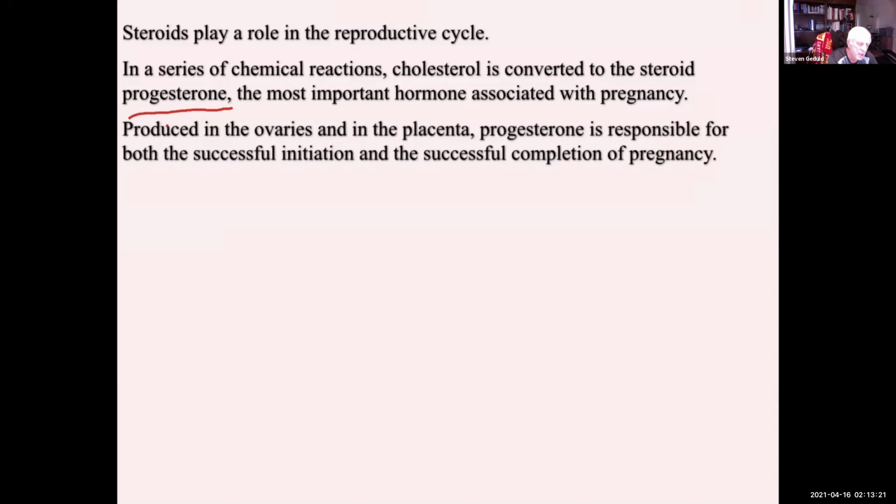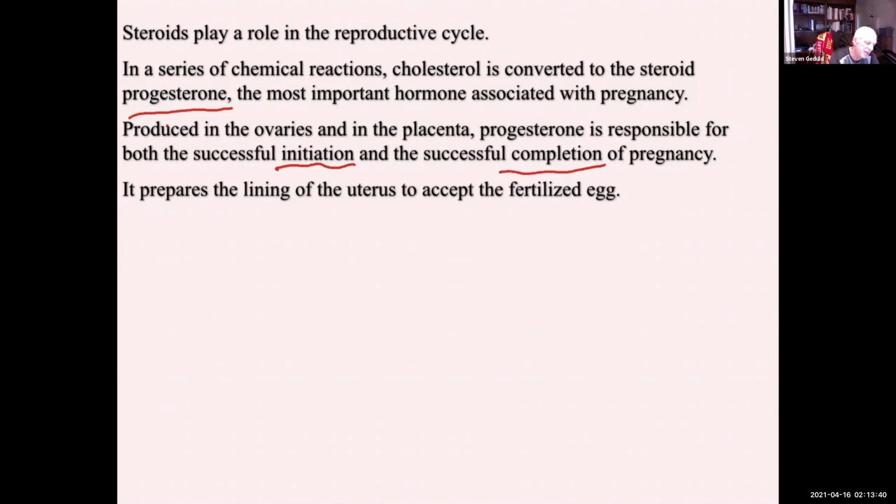Okay, it's produced in the ovaries and in the placenta. Progesterone is responsible for both the successful initiation and then the completion of the pregnancy. So it initiates it by allowing implantation and then keeps the development of the placenta so the fetus can grow and get nourishment.